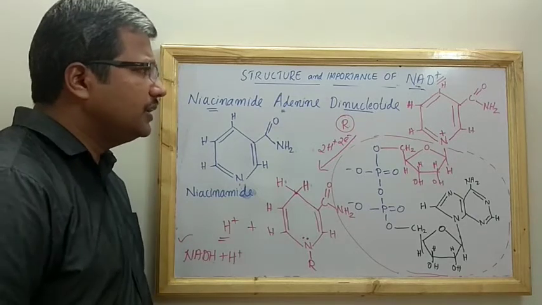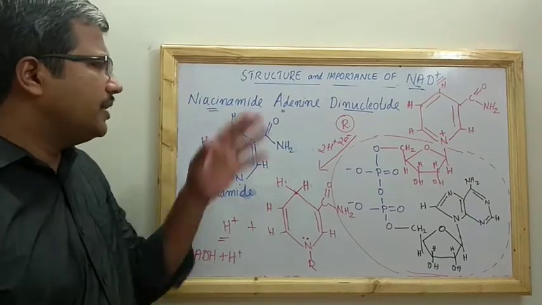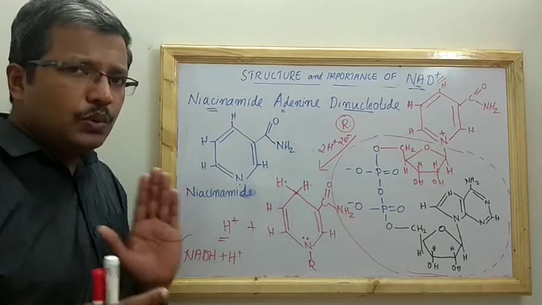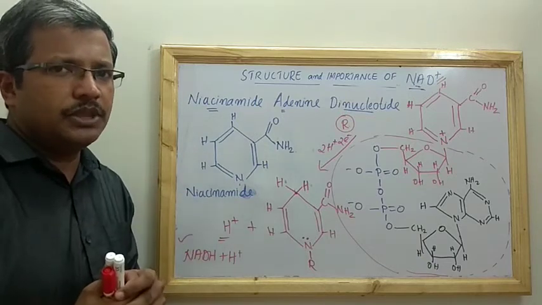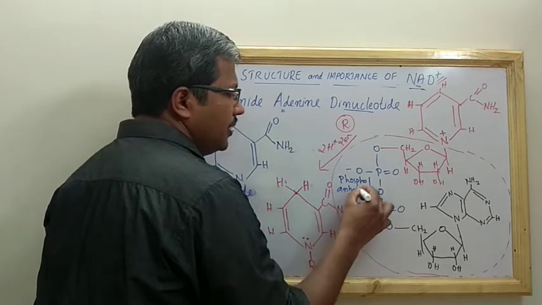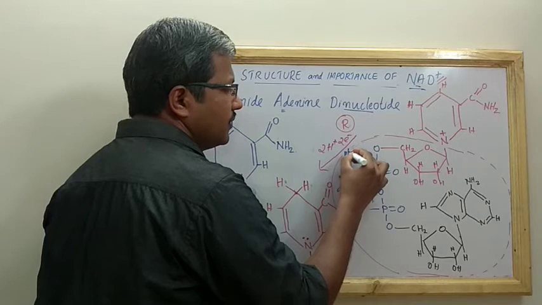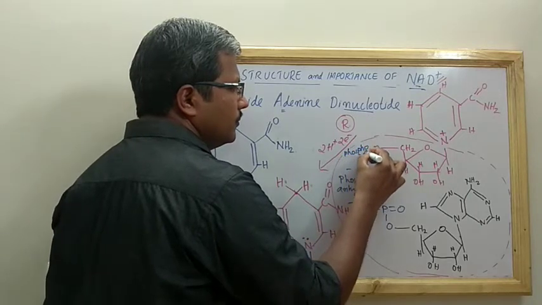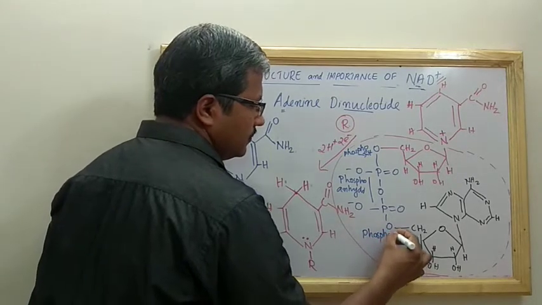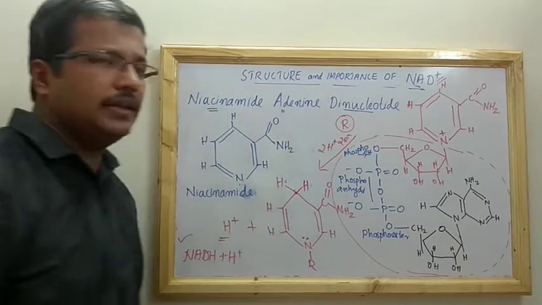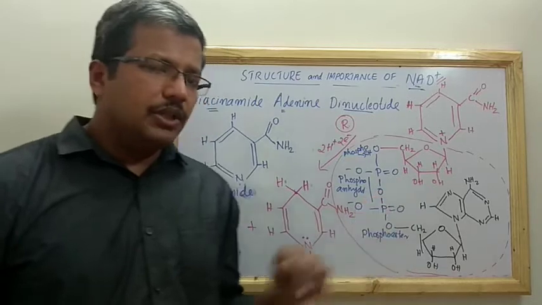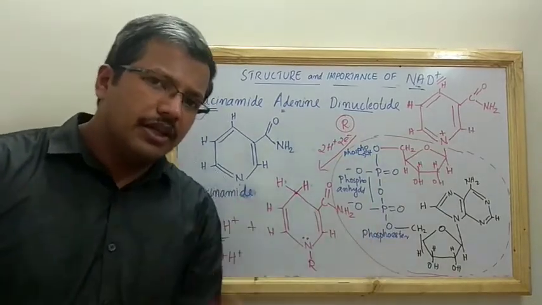Okay, ensure that you are learning this particular structure of niacinamide adenine dinucleotide in this way. It is actually 2 nucleotides linked through a phosphorus anhydride only. This one is a phosphoester, and this is also a phosphoester. In case of DNA only, we can see the phosphodiester bond. So 2 nucleotides are linked. One nucleotide is the adenine nucleotide and the second nucleotide is the niacinamide nucleotide.